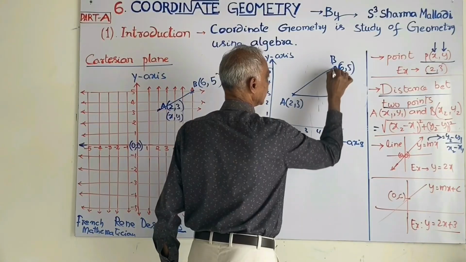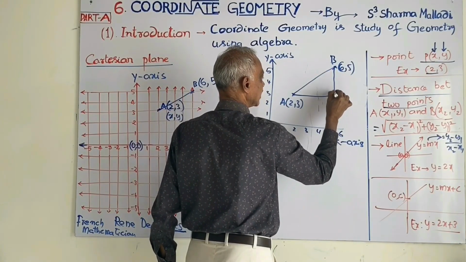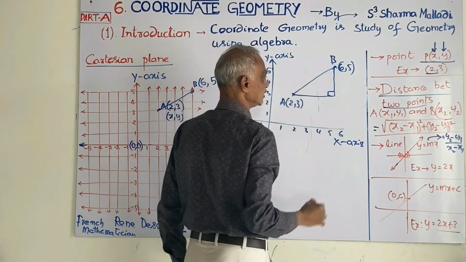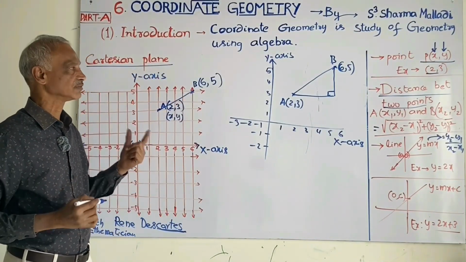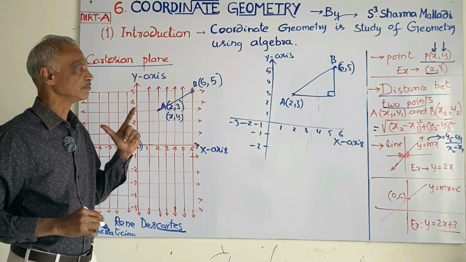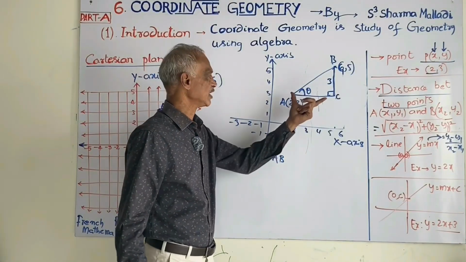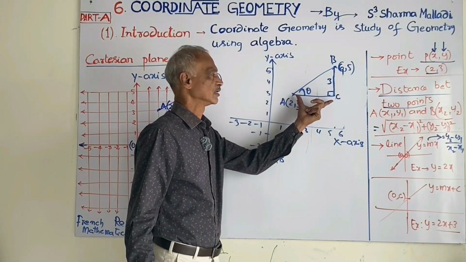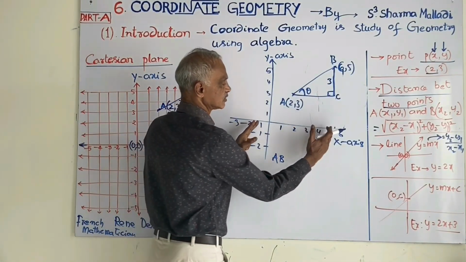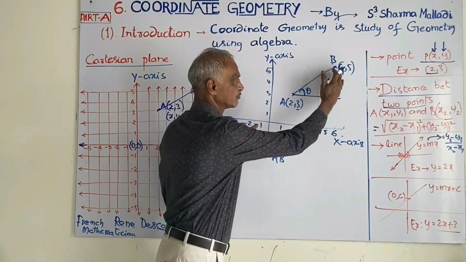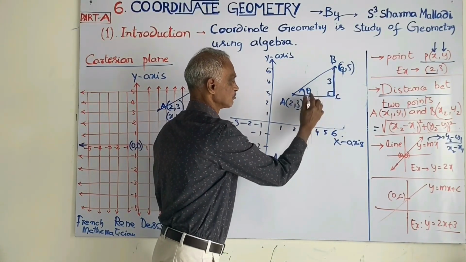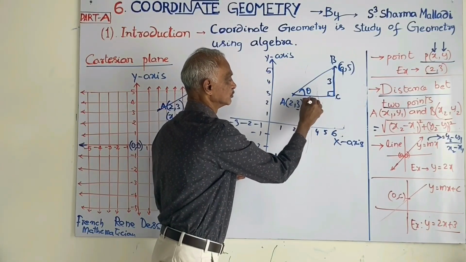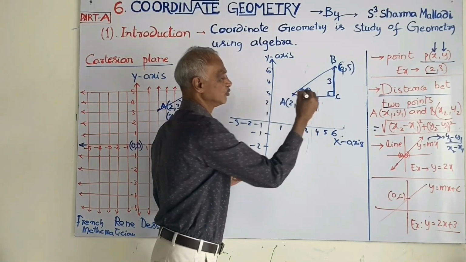For this one we require a right angle triangle. This is 90 degrees. This is a right angle triangle. By Pythagoras theorem we can find out the distance between A and B. First we will find out the distance AC. This distance is 6. You can take from here 6 and this distance is 2. This distance will be 6 minus 2, that is equal to 4.